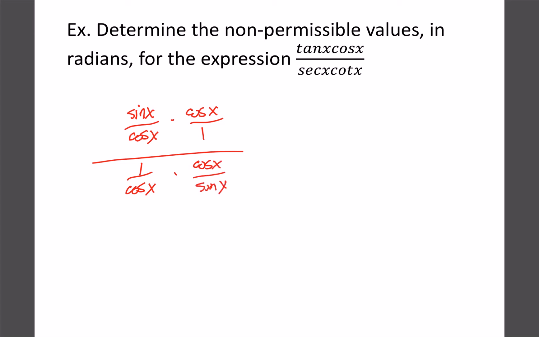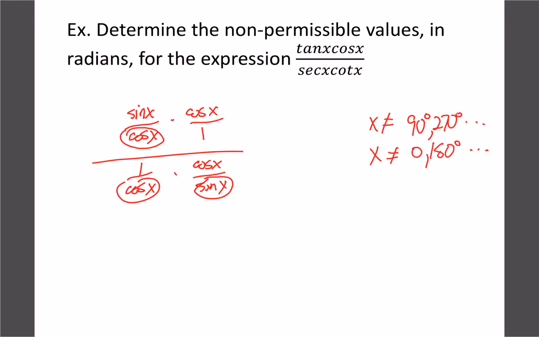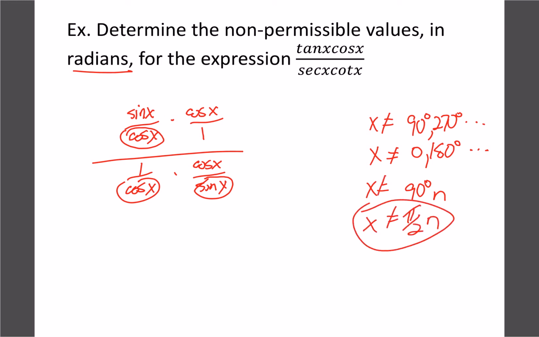Okay, so at this point let's do our non-permissibles. We have cosine on the bottom again, so that'll be 90 and 270, and so on. We've got cos on the bottom, we've already taken care of that. We've got sine on the bottom as well, so then we're also going to get 0 and 180 and so on. So just like the last time, instead of 90 plus 180, we just have every 90 degrees, so just 90 degrees n, and they want this one in radians, so we'd write it as pi by 2n as our non-permissibles. So x can't equal any multiple of 90 degrees or pi by 2.